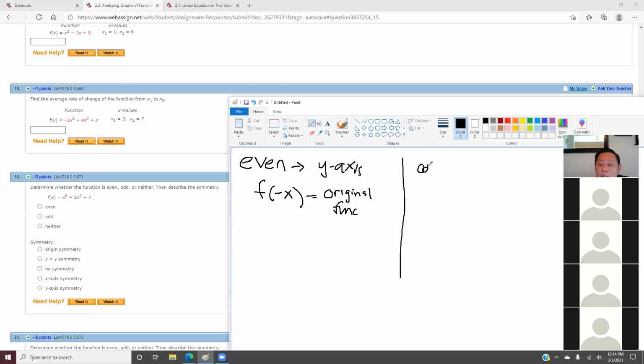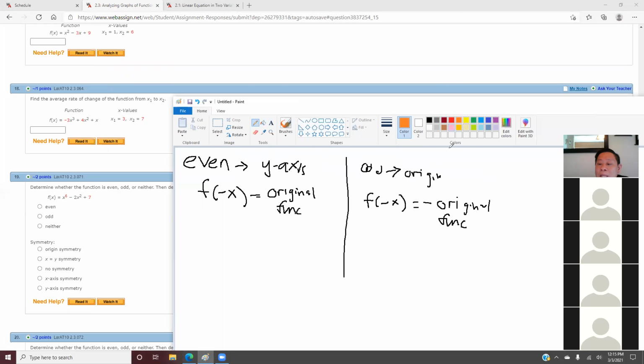An odd function is always symmetrical with the origin, O. So if you pick odd, it is automatically symmetrical about the origin. How do you figure it out? You put negative x, and you will get the negative of your original function. When I say negative of the original function, it means all your signs change. And if you don't have this, then you pick neither.